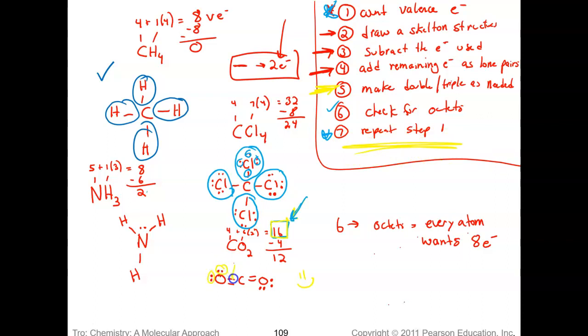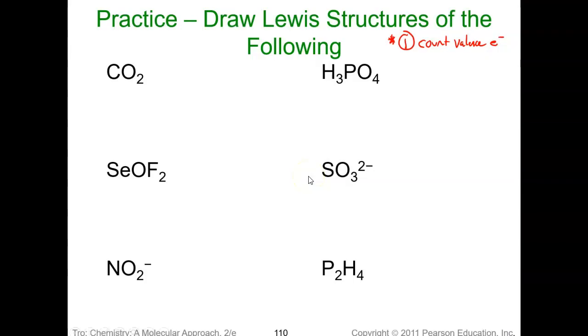2, 4, 6, 8, 10, 12, 14, 16. Happy structure, right? So we do this every single time. You get faster and faster at it, but I've probably drawn, I'm not even exaggerating, at least 1,000 Lewis structures, and I still go through these steps. So let's go through these steps for a couple more of these. I can't erase this now, but it's on the other page. Okay, so we just did CO2. Let's try this one, SeOF2.